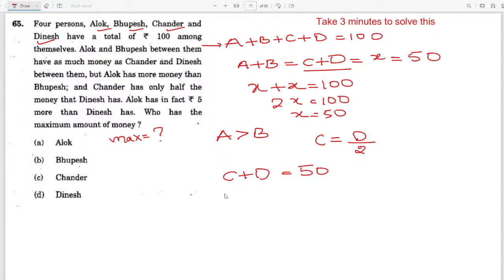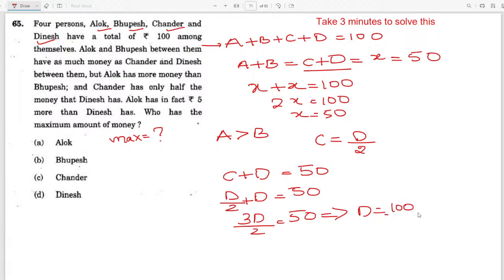We have C is equal to D by 2 plus D, that's equal to 50. I've taken LCM as 2. And this will be 2D plus D, which is 3D by 2, is equal to 50. This implies D is equal to 100 by 3, which is 33.33. So D is equal to 33.33.